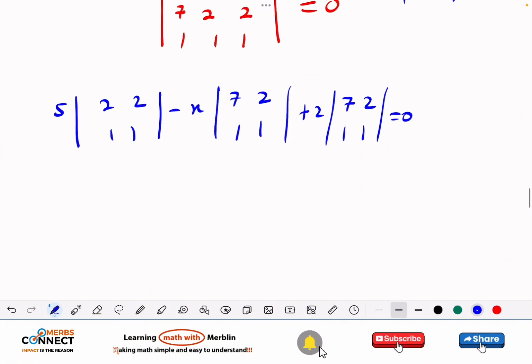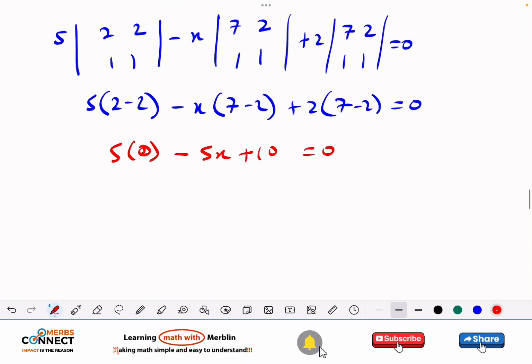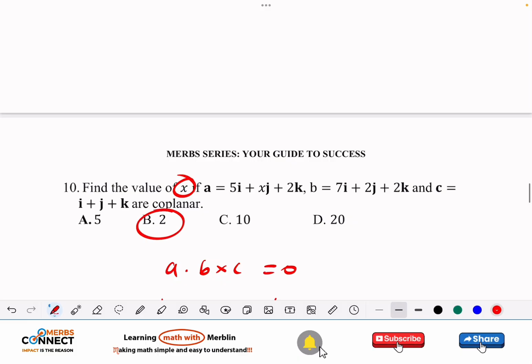So let's do the expansion. 5 times (2 minus 2), minus x times (7 minus 2), plus 2 times (7 minus 2), which is equal to 0. So this will be 5 times 0, then minus 5x, since 7 minus 2 is 5, plus 10 is equal to 0. Then minus 5x plus 10 is equal to 0. 5x is equal to 10, and x is equal to 2. Wow, so we had 2.